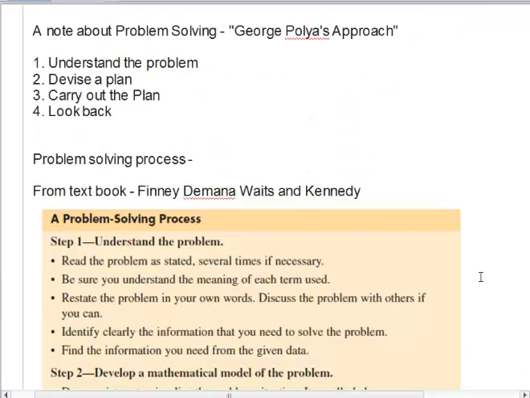In the next part of this video, I'd like you to just take notes so that we don't have to take time up in class tomorrow taking notes on the problem-solving process. A few important areas to consider.